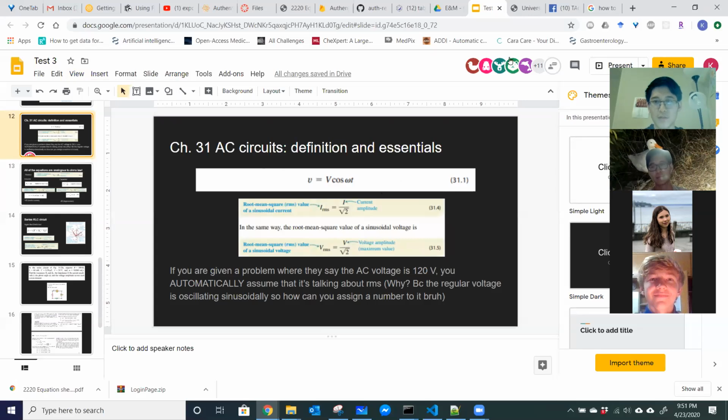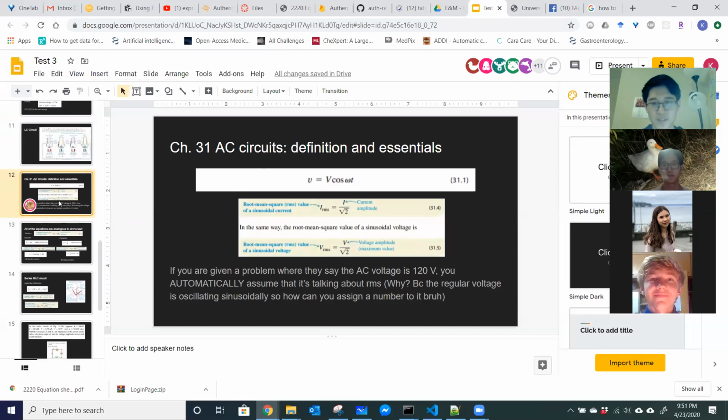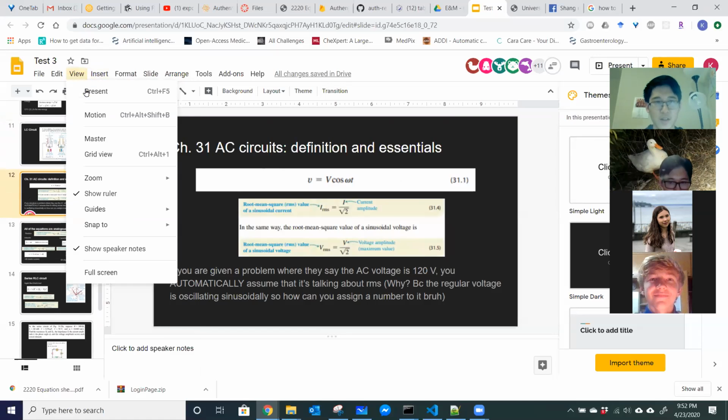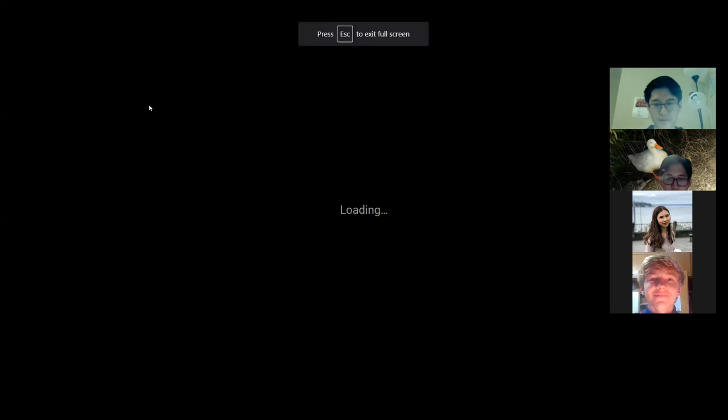So both XL and XC are basically resistors in AC circuits. Yes, or the resistance. Yeah, they're the resistances. That's how I remember it. It's not technically the resistance, but it follows the same mathematical formula.